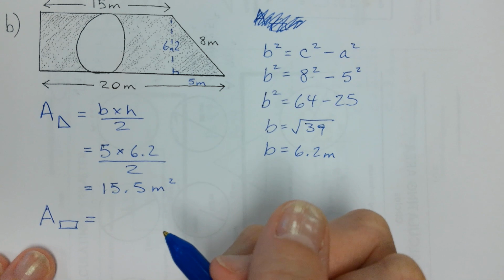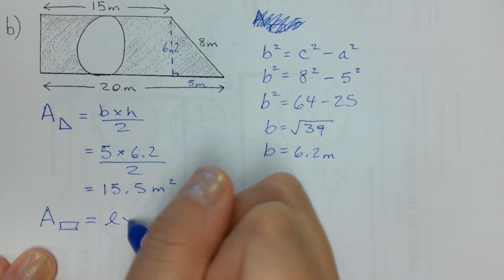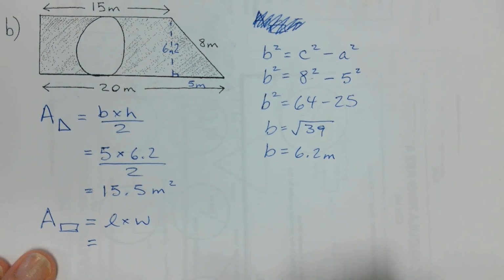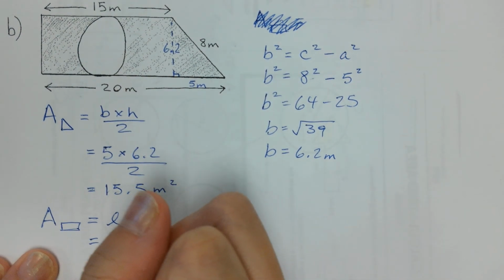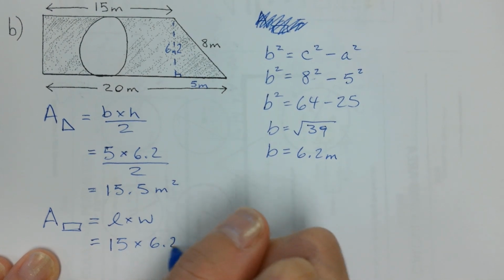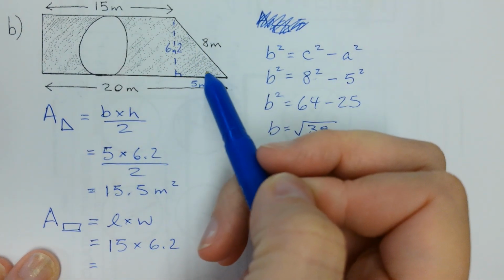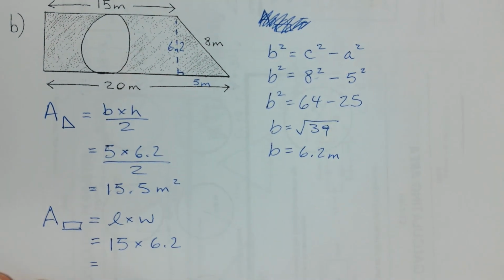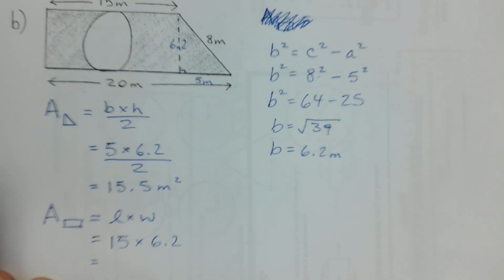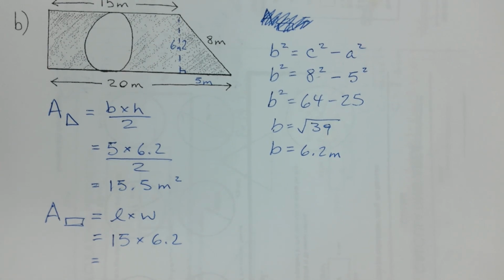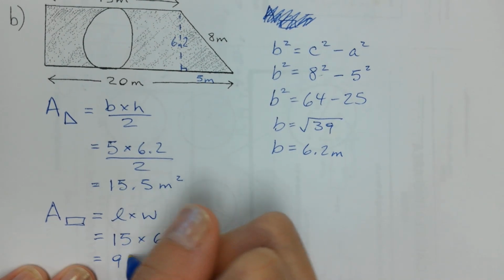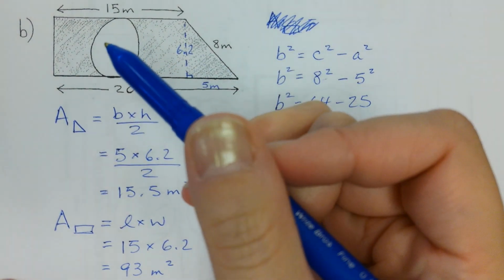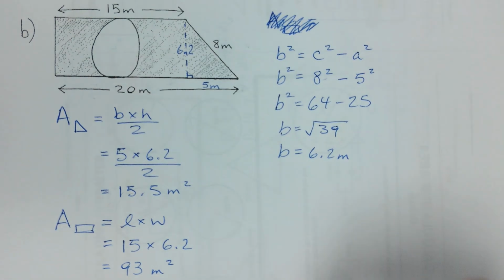What's the formula of area of a rectangle? Length times width. Good. What's the length? What's the width of this rectangle? Rectangle only. Yeah, 15 times 6.2. Good. So it also helps to label your diagram. Whatever information you get, label it. It helps with making sure you don't use the wrong numbers. 15 times 6.2, you get 93 meter square.